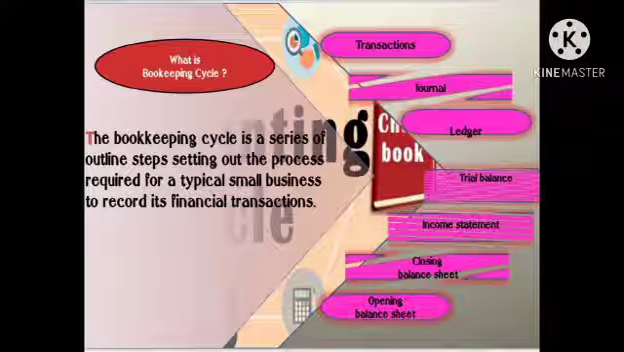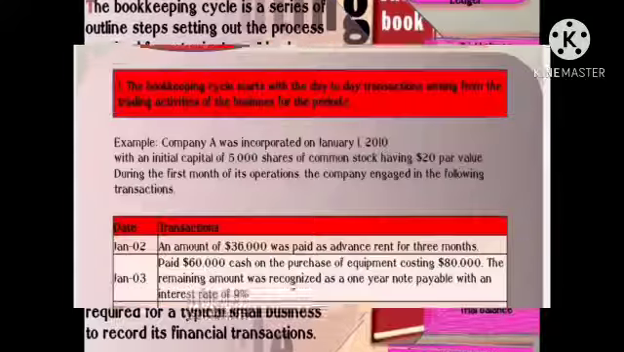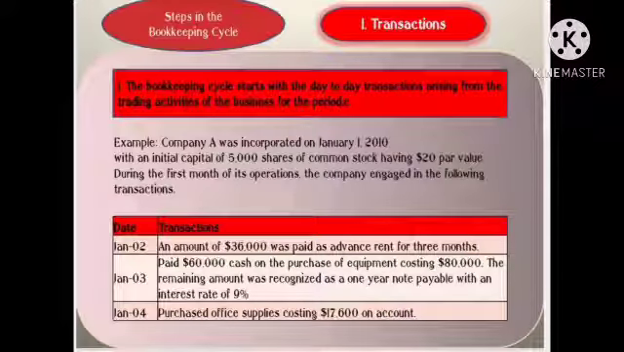What is the bookkeeping cycle? The bookkeeping cycle is a series of outlined steps setting out the process required for a typical small business to record its financial transactions. In the bookkeeping cycle, there are several stages, namely transaction, journal, ledger, trial balance, income statement, closing balance sheet, and opening balance sheet. The first step in the bookkeeping cycle is transaction.